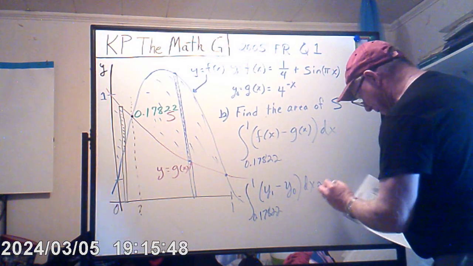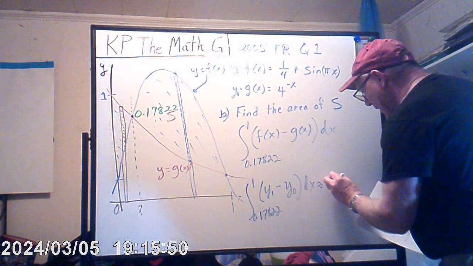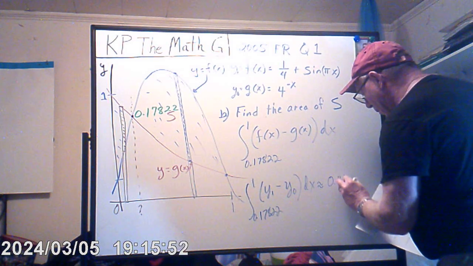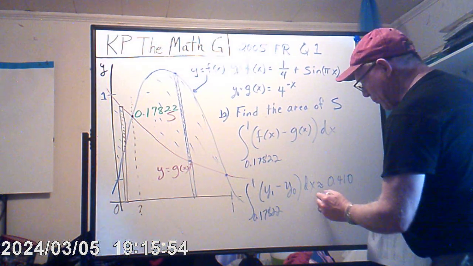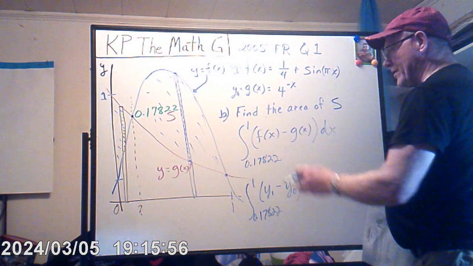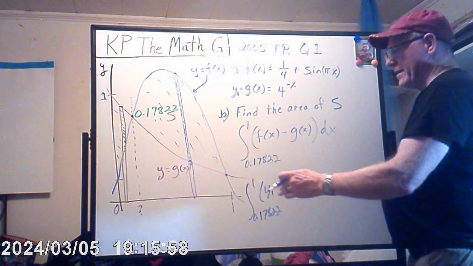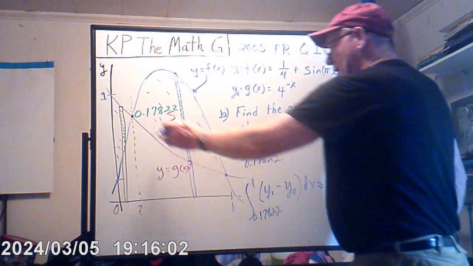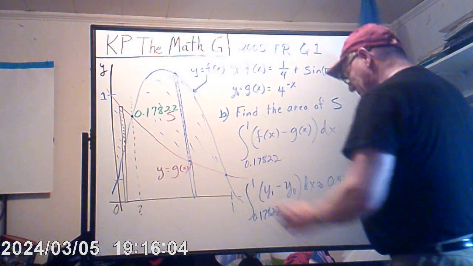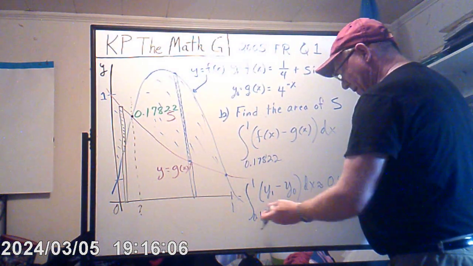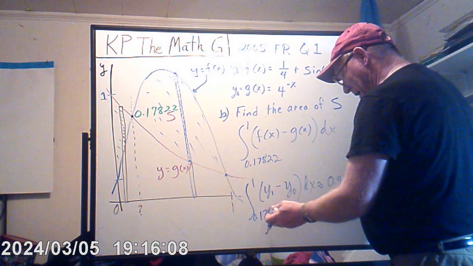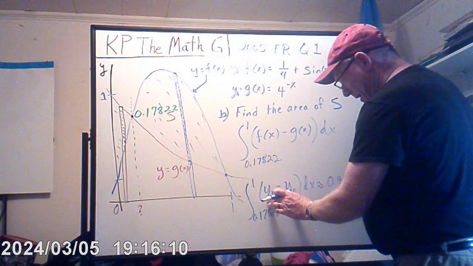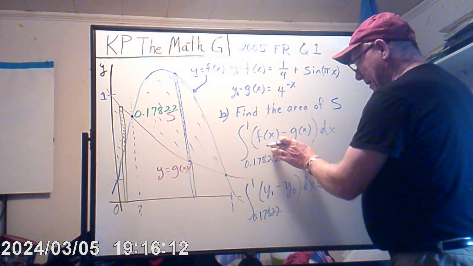Okay, it's about 0.410, and that's what you would get there if you did this one. First, you need to know how to find these points of intersection. You need to know what you're going from and to. That's what you have to be able to do here, and then you have to know how to set this up.